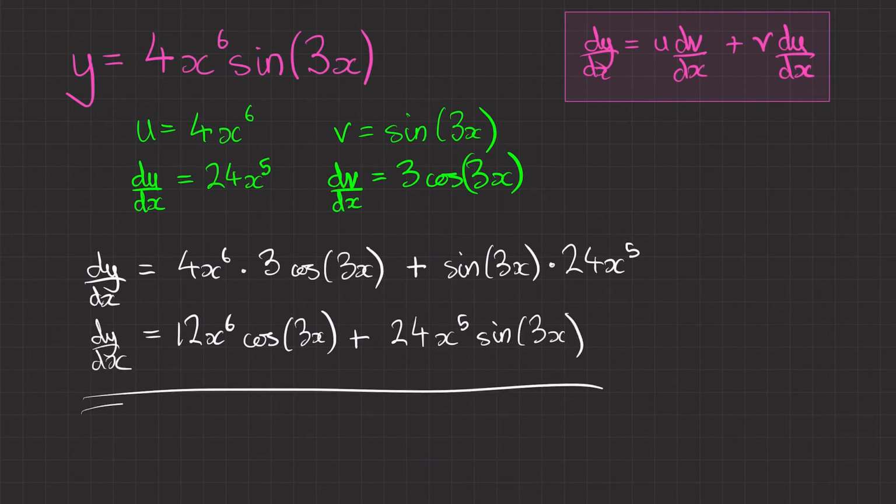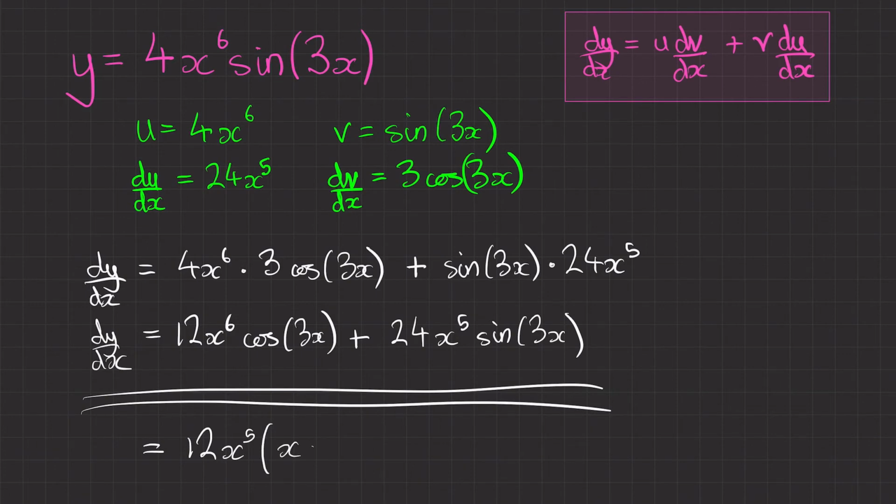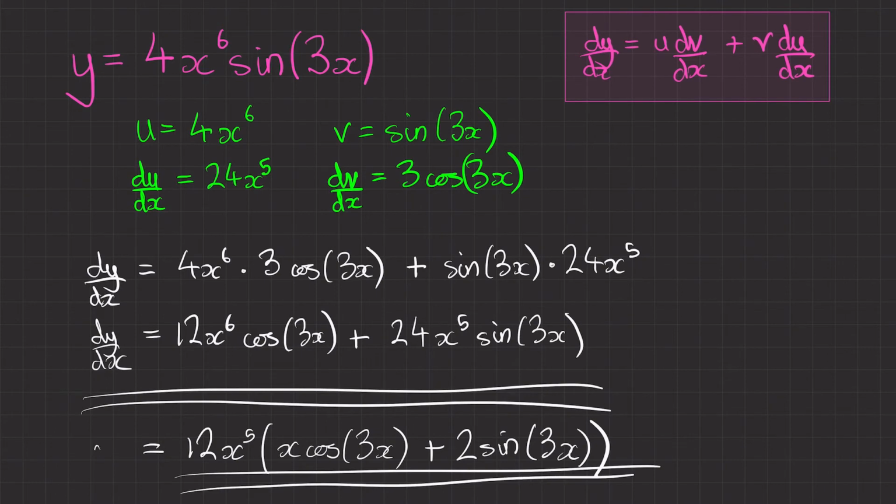We could leave our answer as that, but if you really want to, and it might be a good habit to do as well, we could take out a factor. This might come in use now and again. So we'd have 12x to the 5, lots of x cos 3x plus 2 sine 3x. Both would be correct, one just has a factor taken out.